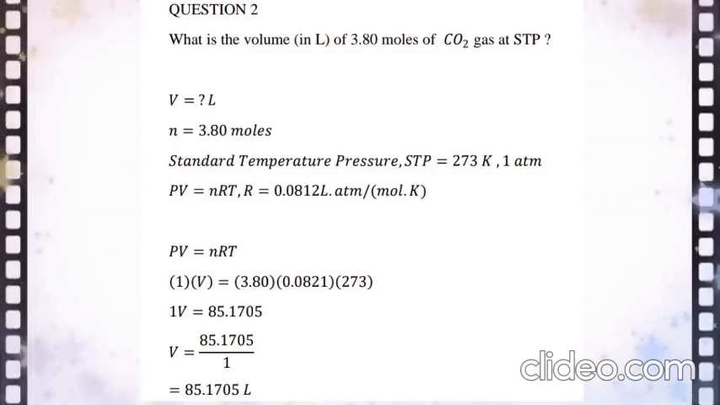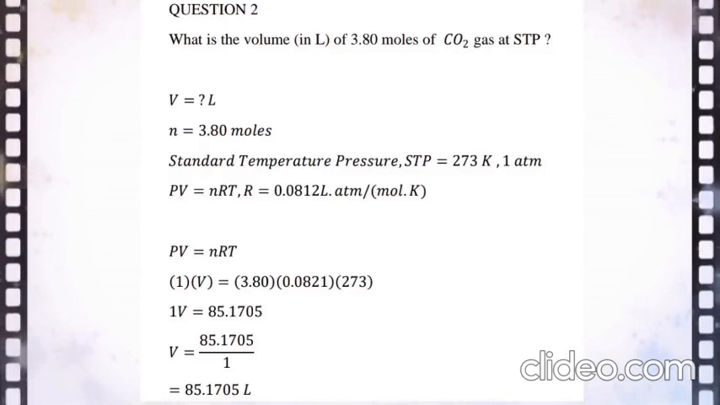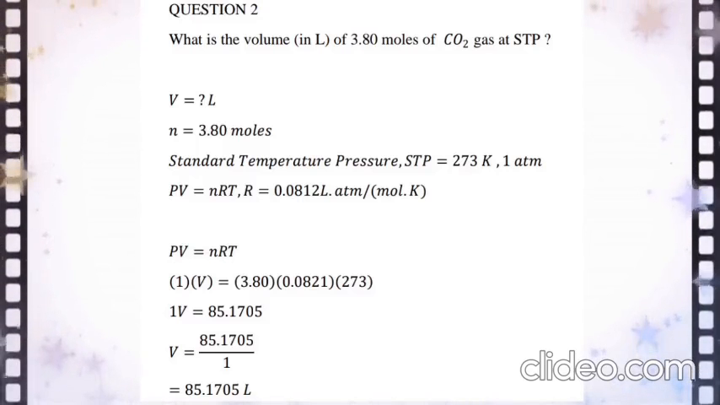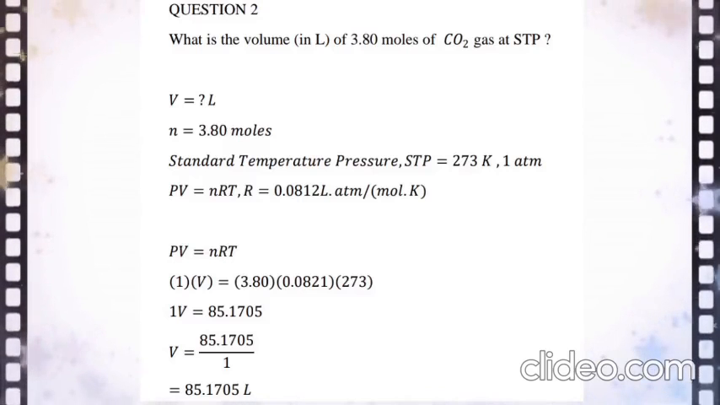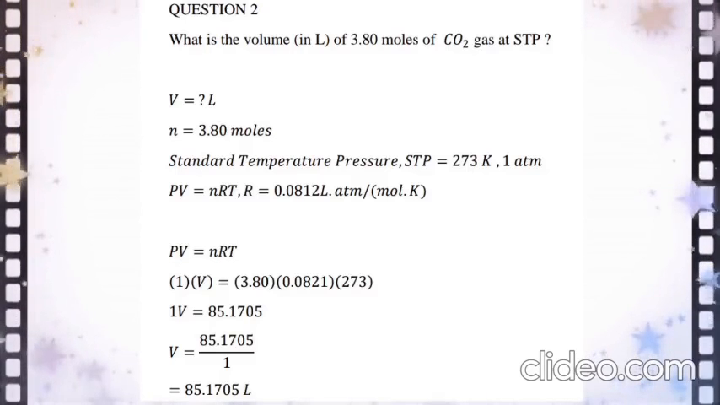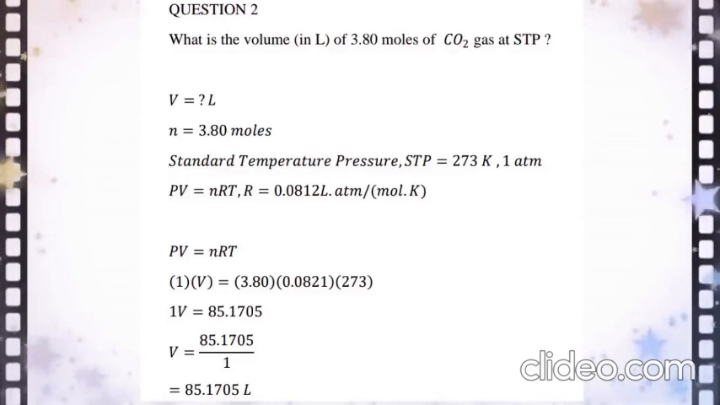From this, we can use the gas law. The formula for gas law is PV equals nRT. R is a constant value, which is R equals 0.0821. So by using the gas law, we can put all the values we found from the question, which is P equals 1 atm, V is the volume that we need to find, equals n, number of moles, 3.80, and R, a constant value, 0.0821, T, which is 273 Kelvin.